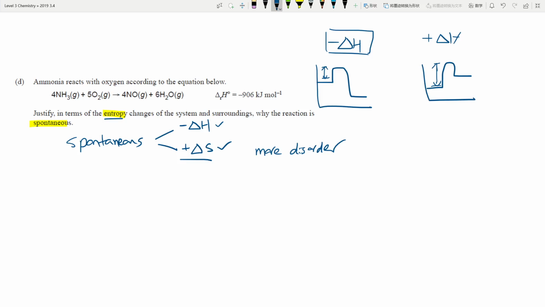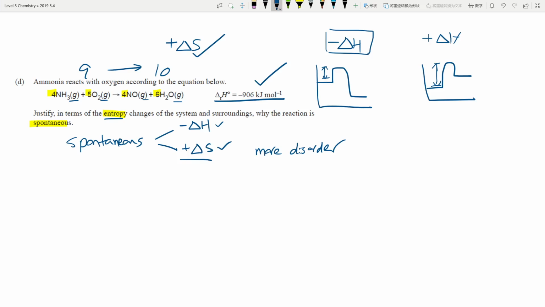And how you can look at entropy change is to look at the number of gas particles. So that's gas. This is 4 moles, this is 5 moles. So on the left hand side, you are dealing with 9 moles of gas particles, and on the right hand side, you have 10 moles of gas particles. So you're going from 9 to 10, which means you are going from less disorder to more disorder. You have a positive change of entropy. So that's done. If you look at the enthalpy value, that's negative. So that's done. So this reaction will always be spontaneous.